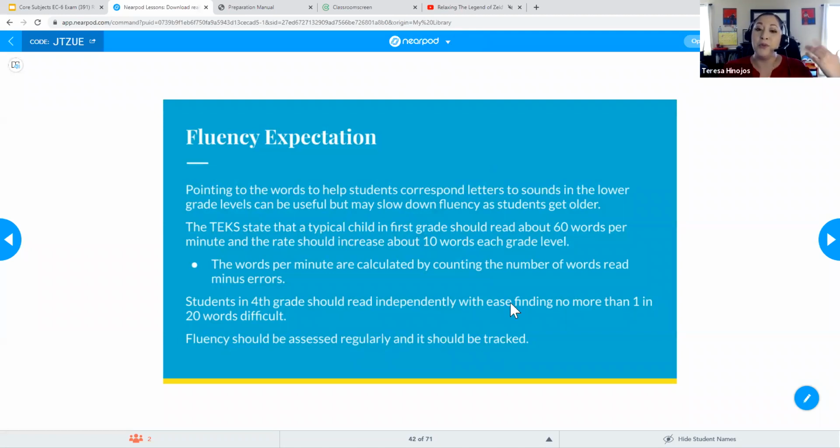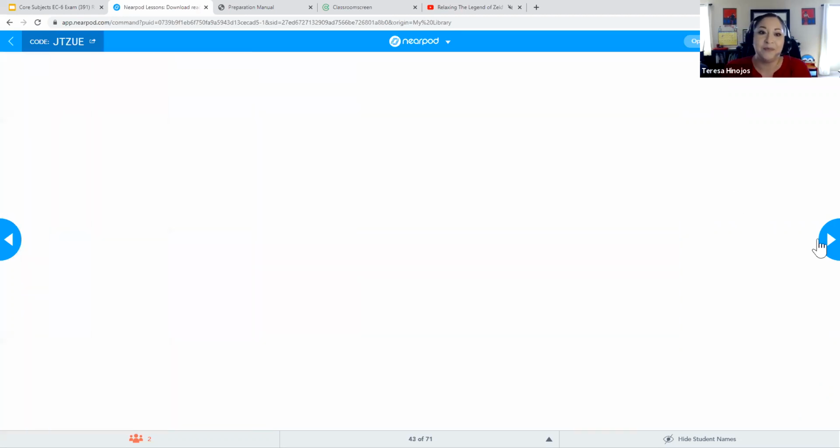But being able to read so many words per minute is one aspect of fluency. The other aspect is making sure that students are reading with correct intonation, inflection, and all of that, so that it actually sounds like speech.